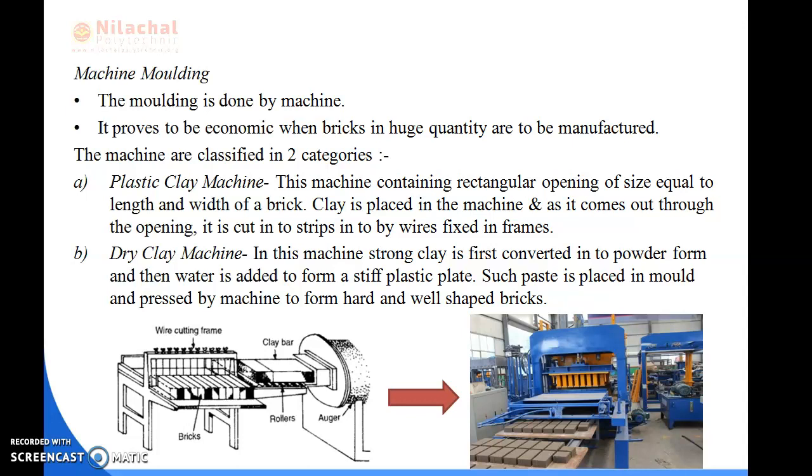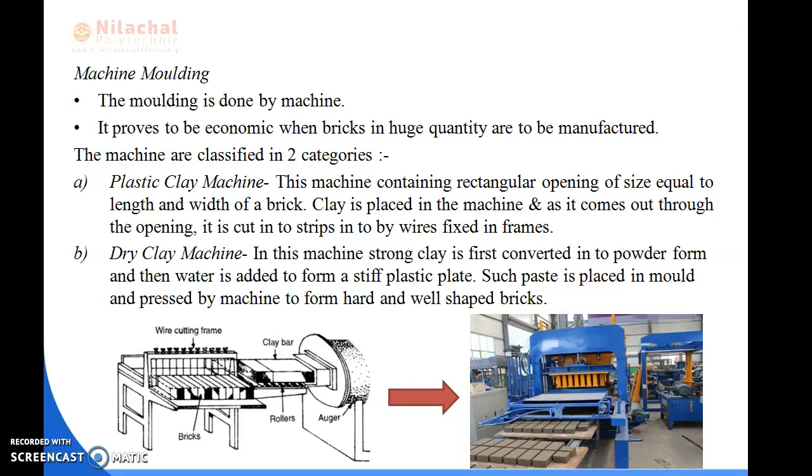In the plastic clay machine, the machine has a rectangular opening of size equal to the length and width of a brick, and the clay is placed in the machine. As it comes out through the opening, it is cut into strips by wires fixed in frames. I have told you, here is the diagram of the machine you have seen. Okay, machine molding machines.